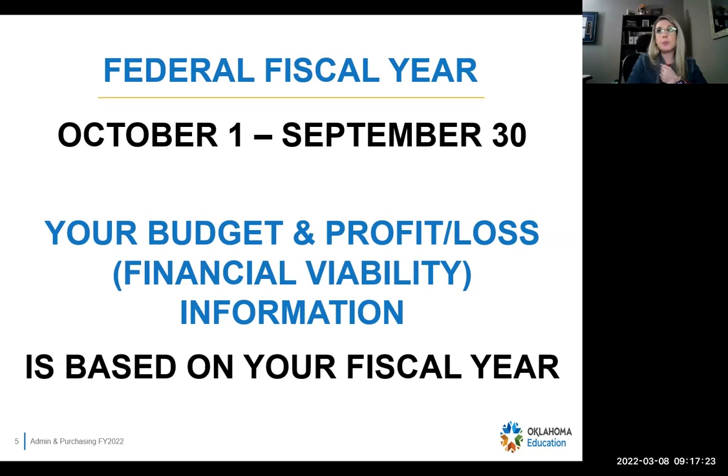Now, in CACFP, really in all of our programs, we are a federal program. So our federal fiscal year is October 1st to September 30th. When you're filling out the budget part of the application, or when we ask for information for your profit and loss, we do need that based on the fiscal year for your entity. A lot of you might be January to December. If we have a school, yours is July 1 to June 30th. So whatever your fiscal year is, that's what we need when it comes to profit and loss information and your budget.